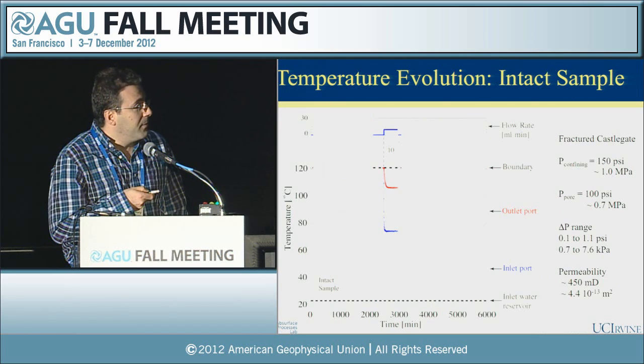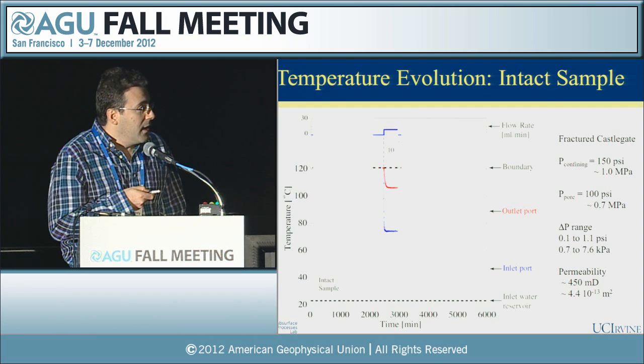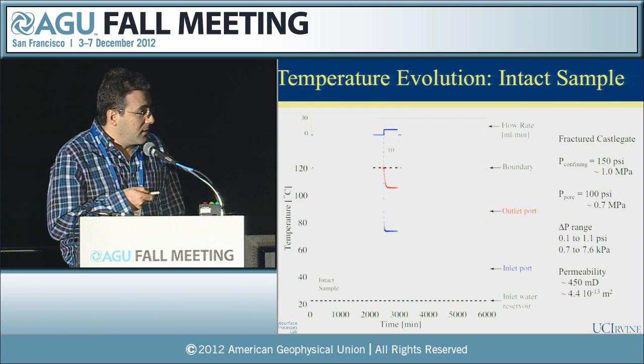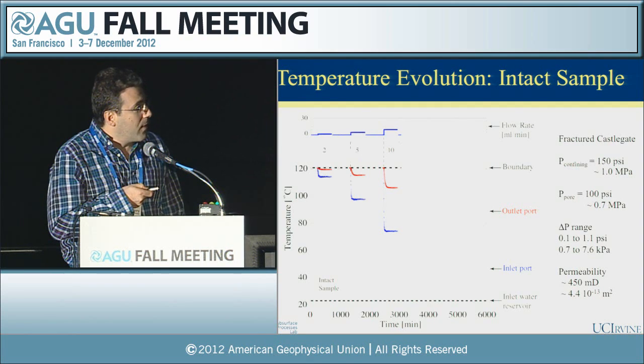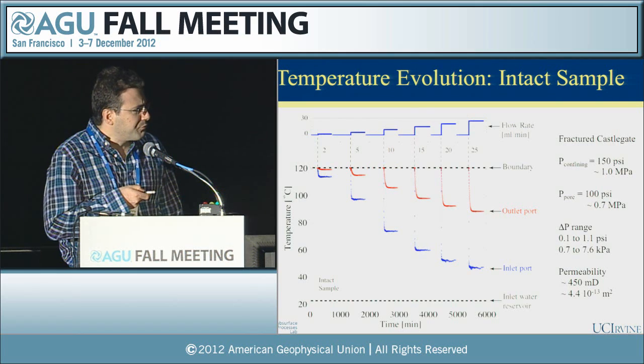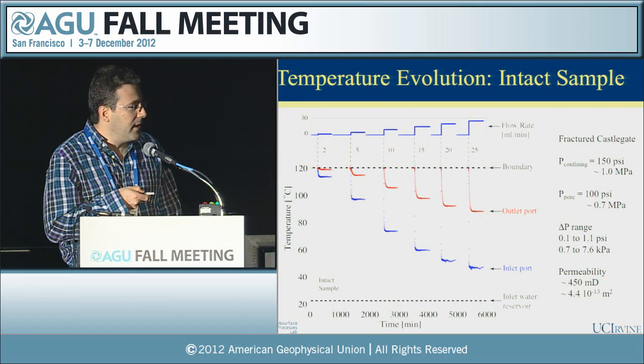So here is an example where on the top here, it's the flow rate. It goes from 0 to 10 milliliters per minute in this case. 10 represents 10 milliliters per minute for the flow rate. The temperatures at the inlet and outlet inside the sample decay in this fashion. So we run for smaller flow rates and higher flow rates. And just for reference, down here we have a dashed line representing the inlet water reservoir. So this is the temperature of the water coming into the system.